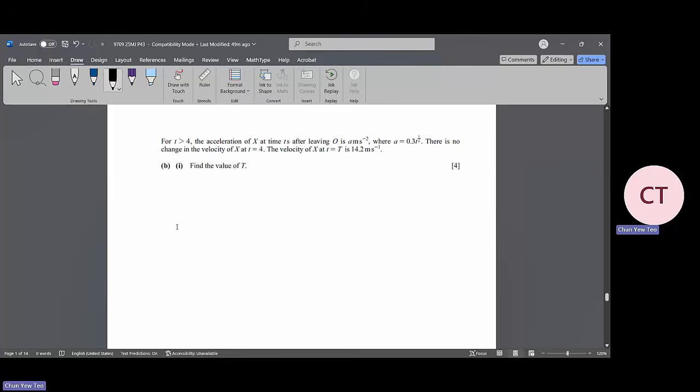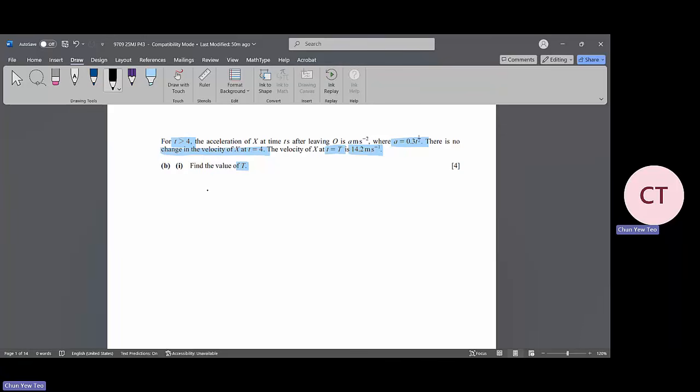Moving on, we have 7B. Now the time is greater than 4, t greater than 4. The acceleration of x at time t seconds after leaving O is a meter per second squared, where a is given as 0.3 t power half. There is no change of the velocity of x at t equal to 4. And at t equal to uppercase T, the velocity is 14.2 meter per second. We want to find the value T.